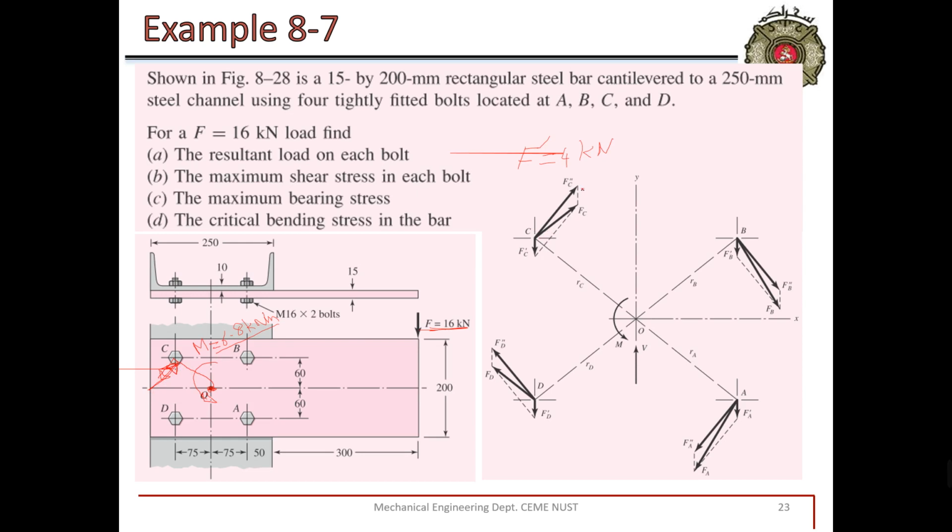So this is Fa double prime, this is Fb double prime, this is Fc double prime, and this is Fd double prime. As for all the cases, r is same, so the magnitude of Fa double prime, Fb double prime, Fc double prime, and Fd double prime becomes the same. So the magnitude of all the four secondary shear forces will be 17.7 kilonewton. So F double prime is equal to 17.7 kilonewton for all the four bolts.